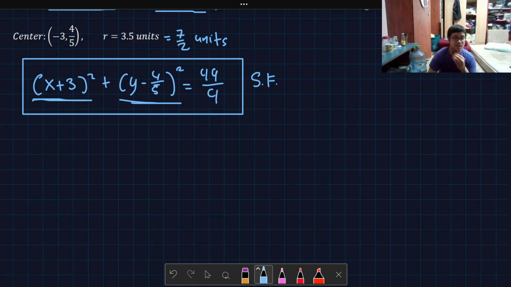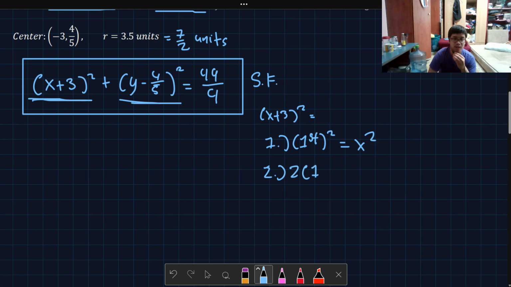So let's expand the square of x plus 3. What's the expansion of the square of x plus 3? There's an algebraic technique. First step is you're going to square the first term. The first term is basically on the left side, so we have x, right? You square x, you will have x squared. The second step is 2 times the first term times the second term. The first term here is again x, then the second term is 3. So 2 times x times 3 is 6x.